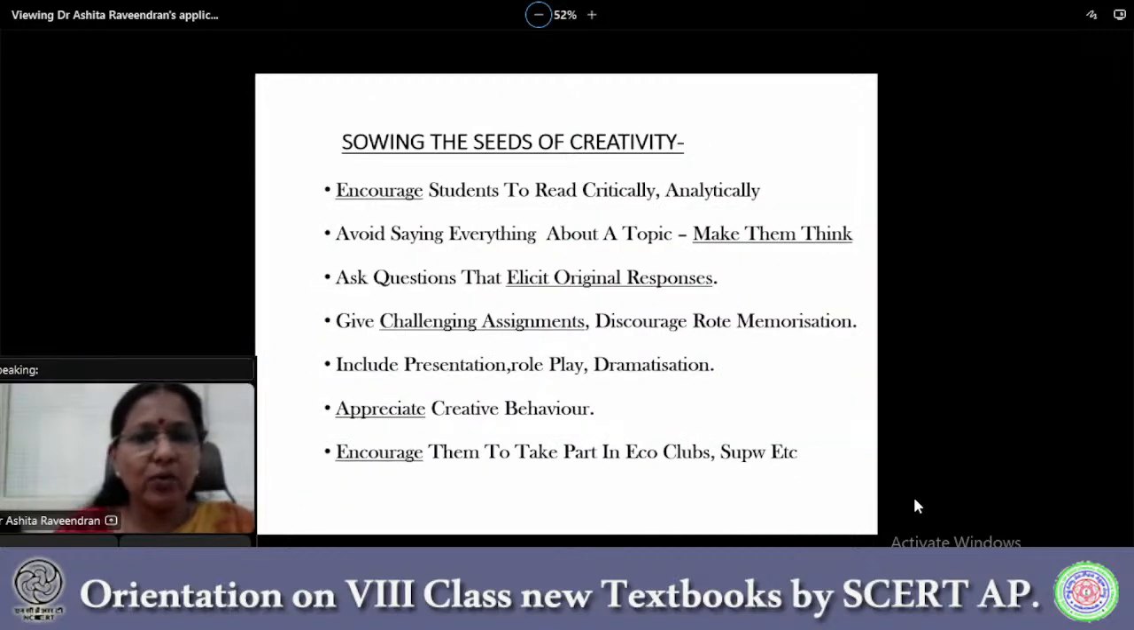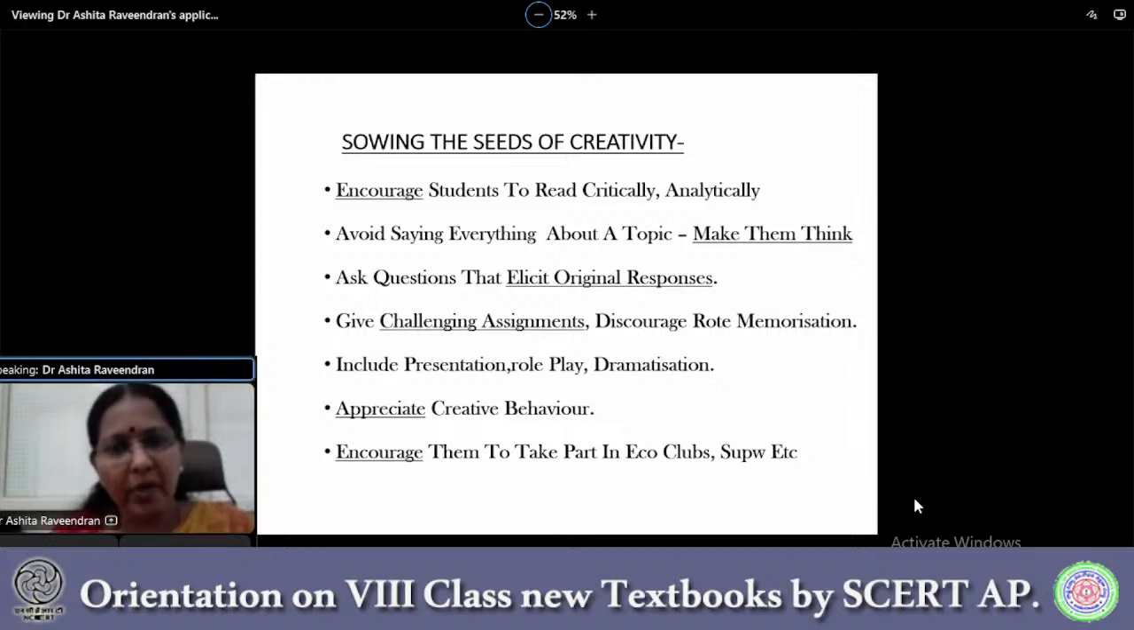Now, I am again stressing this point that we have to sow the seeds of creativity in our child. This can be done by encouraging the students to read critically and analytically. Whenever they are reading any newspaper, ask them to bring a newspaper to the classroom, pick out any topic and discuss it. Let them critically evaluate why this has happened. Any case study you can bring in your classroom, or the children can bring the paper clipping to the classroom and discuss it.